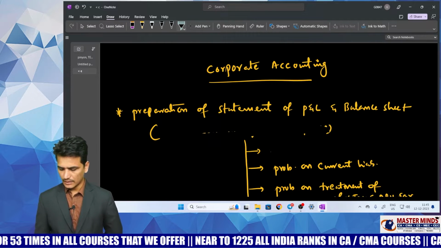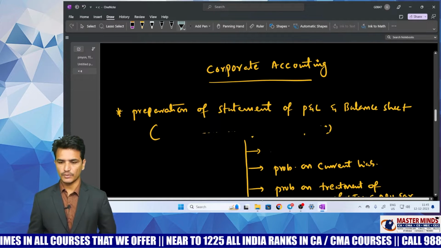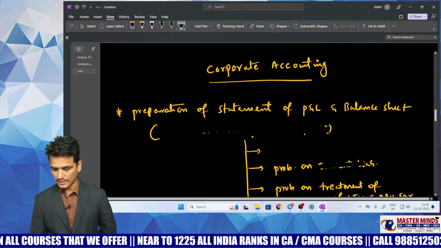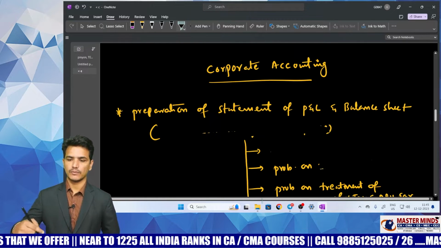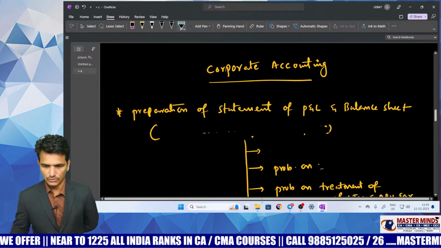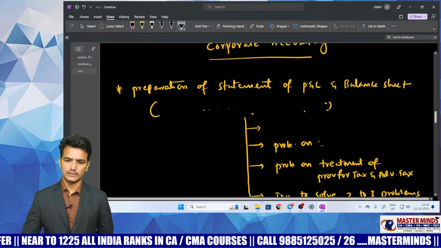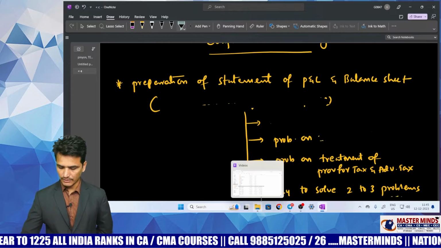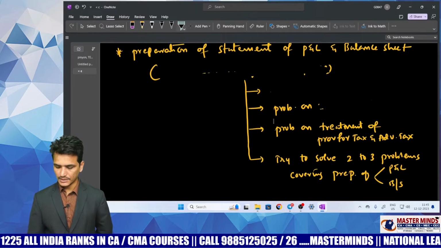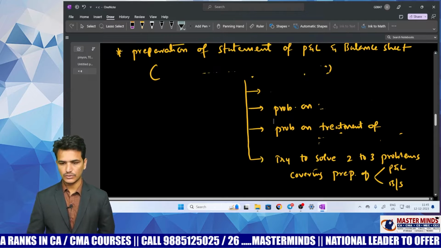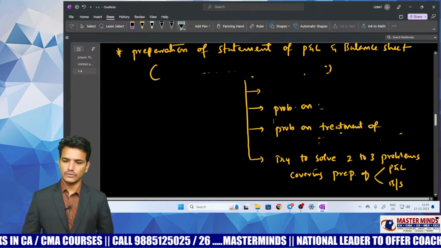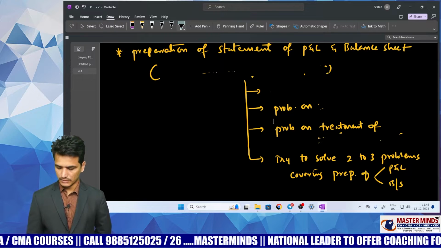Next, try to cover the exclusive problems which are given, based on the definition of current liability. One problem we have on the definition of current liability, so go through that problem. Also, an exclusive problem is given based on the accounting treatment in respect of provision for tax and advance tax. Go through that problem, and try to solve at least 2 to 3 problems.